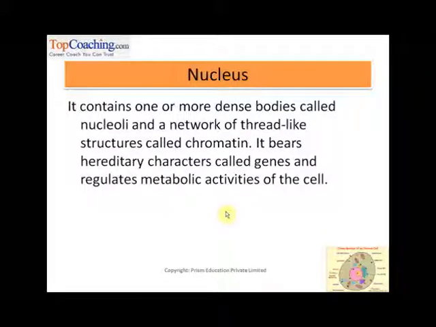Alright, so now we come to the nucleus. Nucleus is often called the brain of the cell, right? Do you remember what the cells without nucleus are called? Prokaryotes, right? Pro means before, which means a very basic cell. So nucleus contains one or more dense bodies, called nucleoli, and thread-like structures called chromatin, right? It is the nucleus that bears hereditary characters called genes and also regulates metabolic activities of the cell.